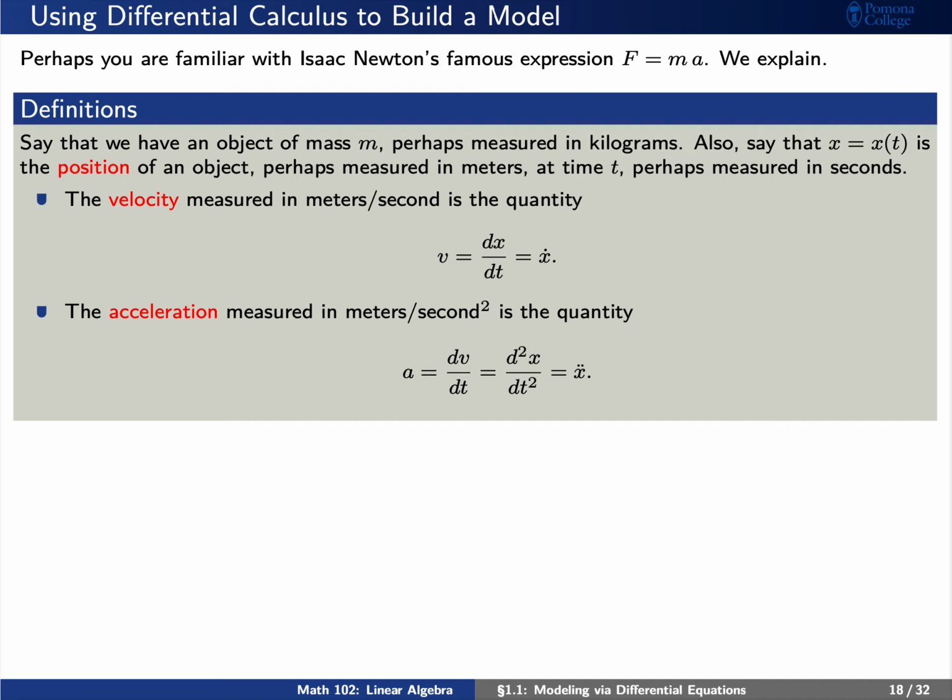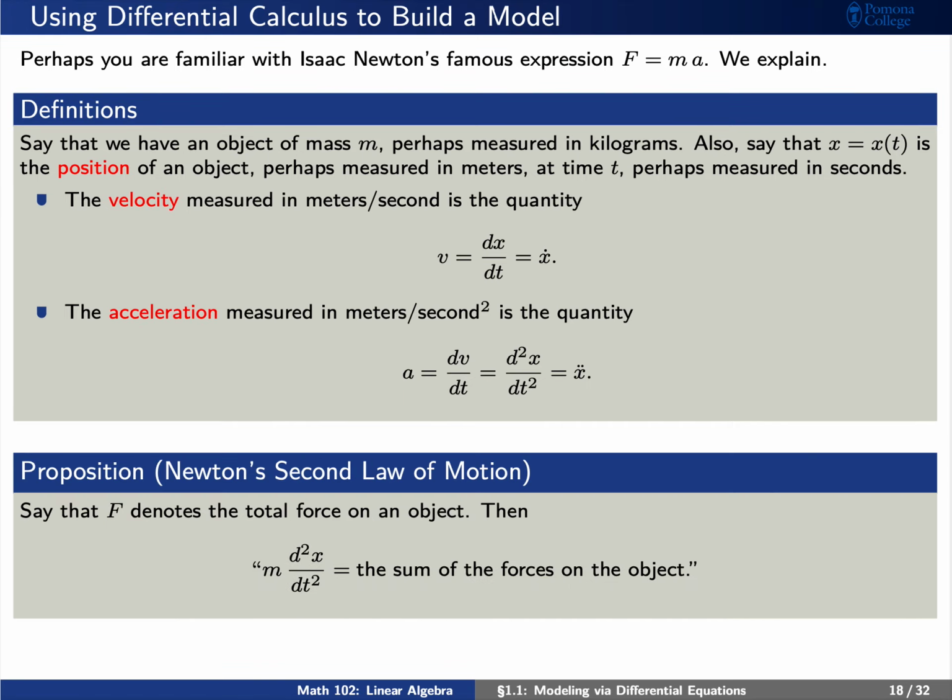The acceleration, which is measured in meters per second squared, is the derivative of the velocity. We can write the acceleration as dv/dt, or we can write it as d squared x/dt squared, or we can write it as x with two dots above it.